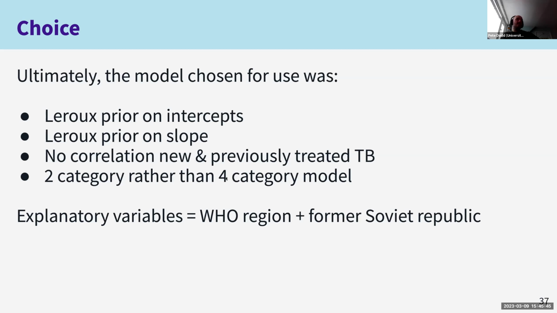And then, as I mentioned, and slightly to my disappointment, a two category model that only includes rifampicin resistance rather than one that also includes isoniazid resistance.